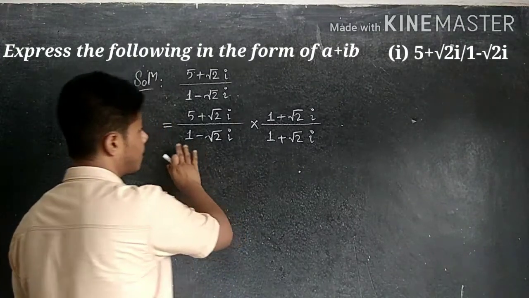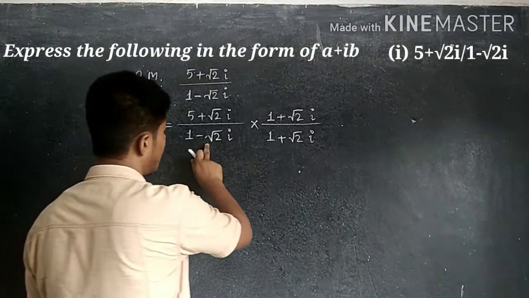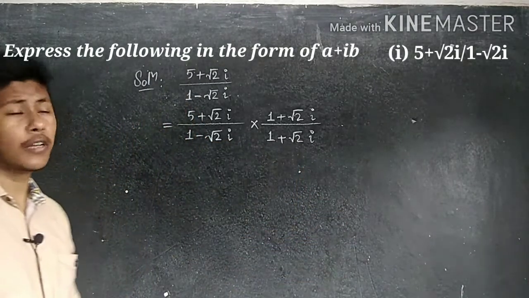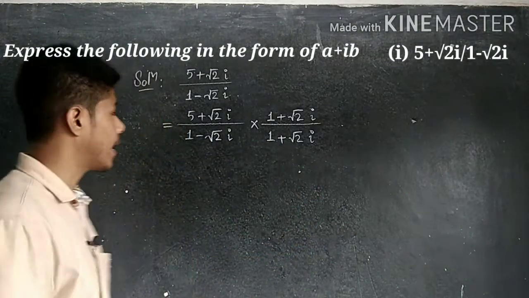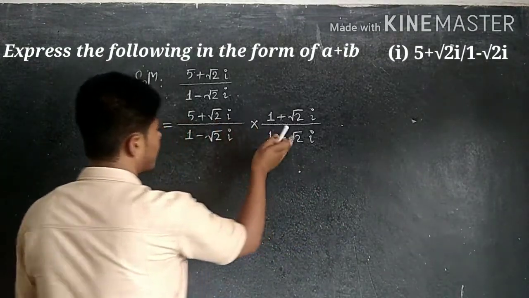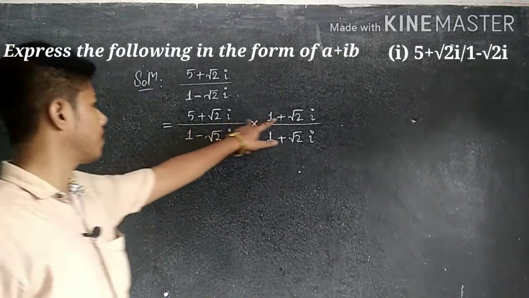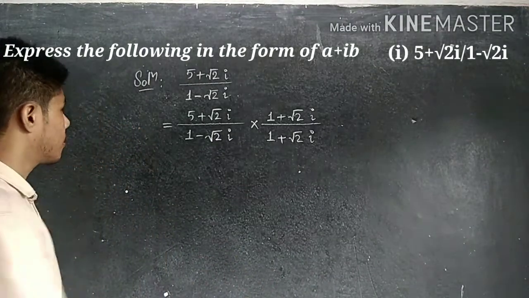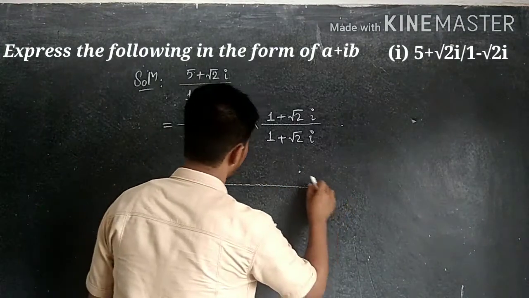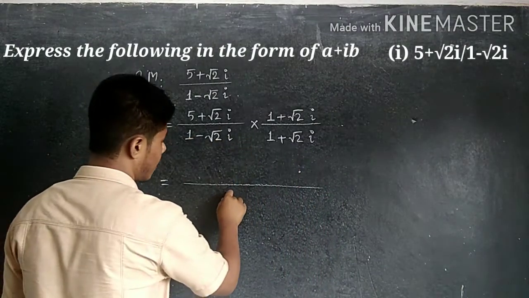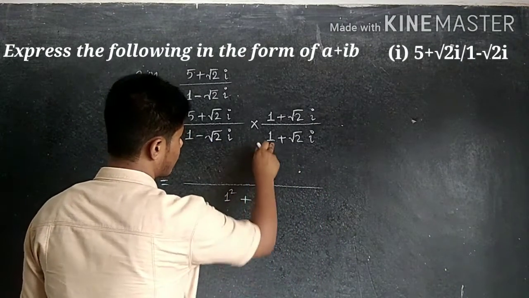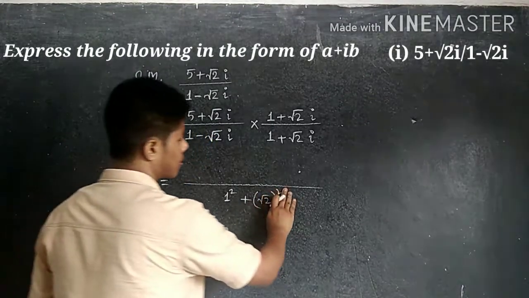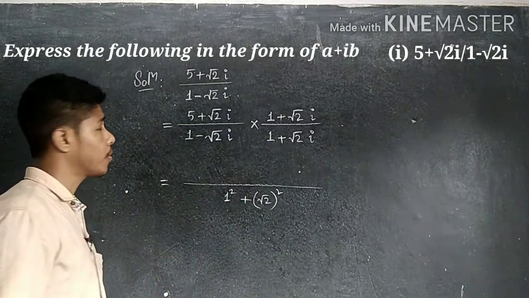Okay, now you see here, after writing this result, it is of the form a minus ib into a plus ib. So easily we can write here a square plus b square in the denominator. In the numerator, we have to multiply. The denominator is of the form a minus ib or a plus ib, so we can directly write a square plus b square. A square means 1 square, plus b square means root 2 whole square. Clear?